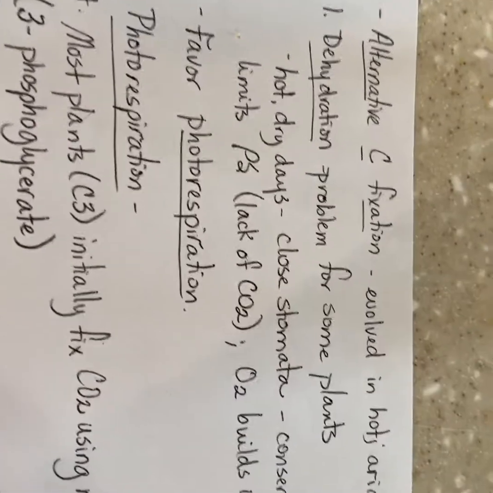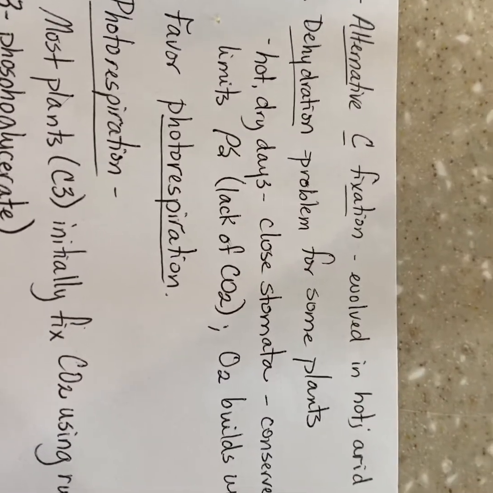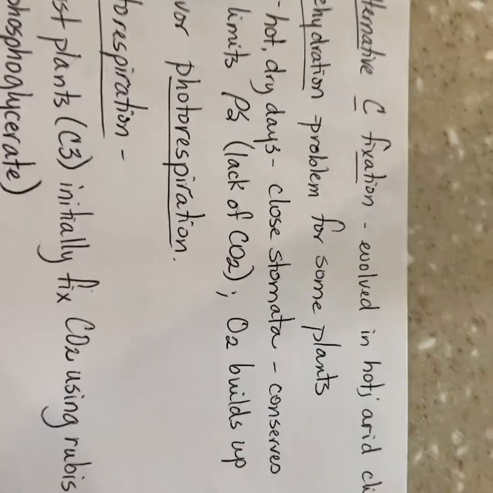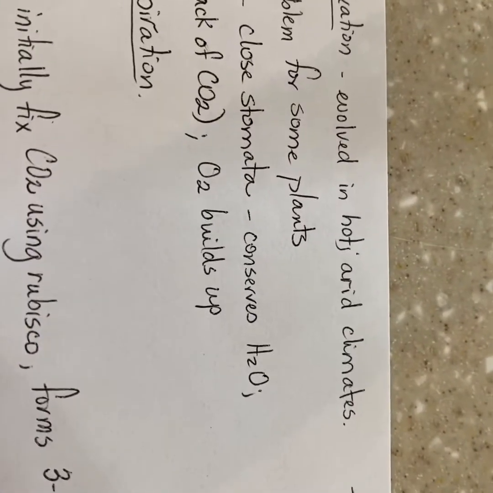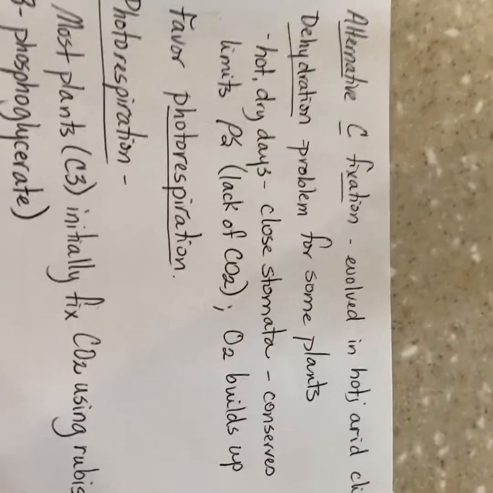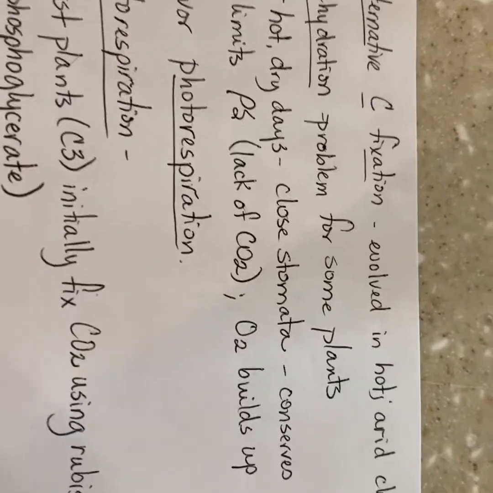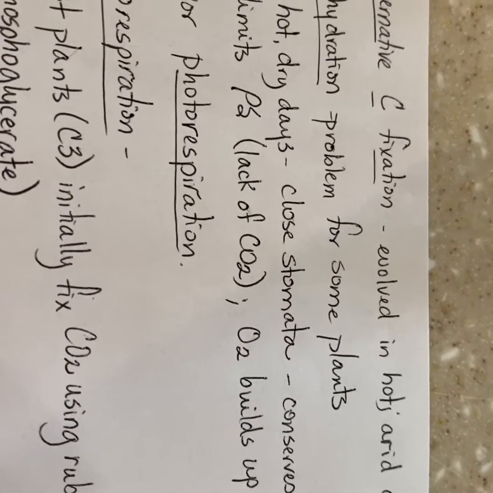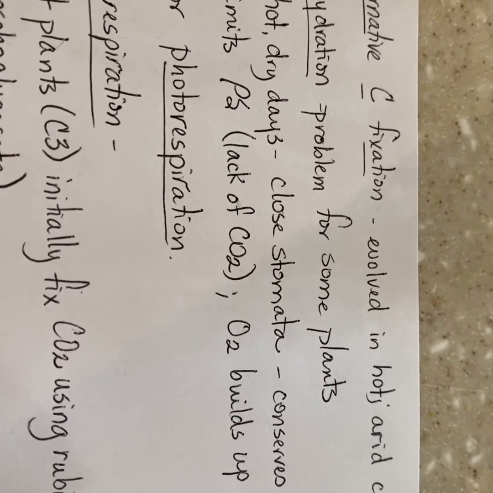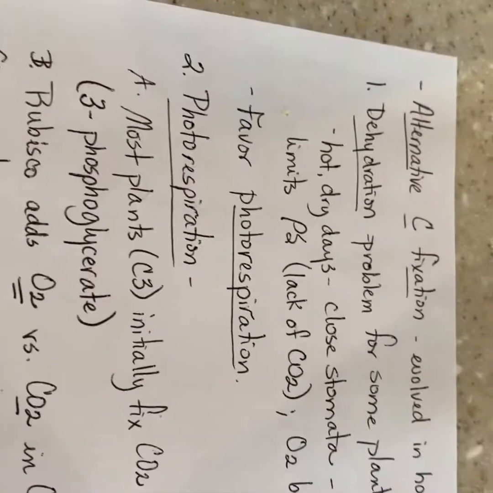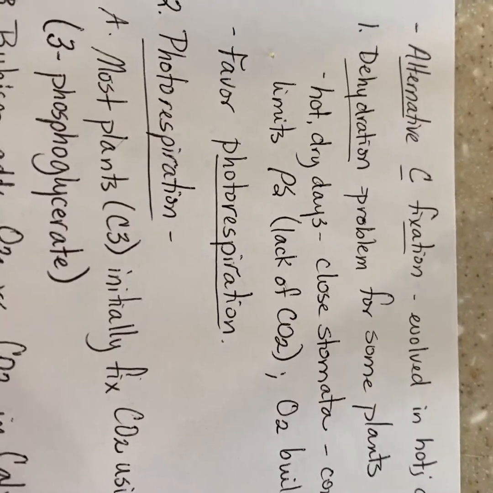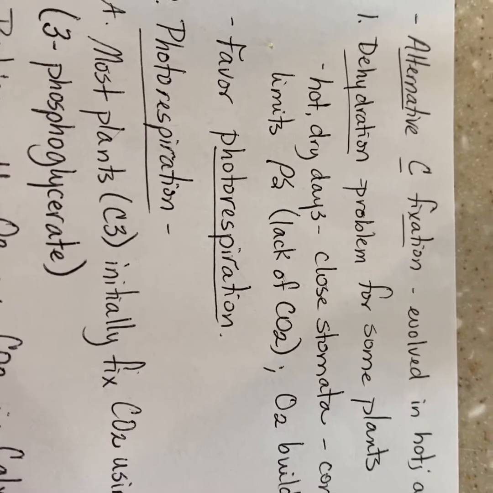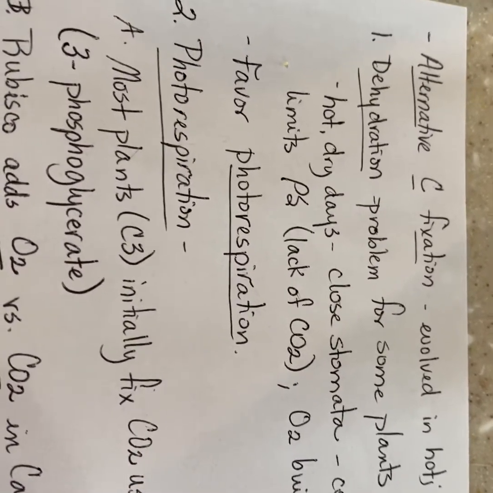Dehydration can be a problem for many plants because on hot, dry days, they're going to close their stomata to try to save water. Well, that makes common sense. But the problem is, then it creates a problem with photosynthesis because you don't have enough carbon dioxide and oxygen builds up. This favors a very poor process called photorespiration. So let's talk about photorespiration.